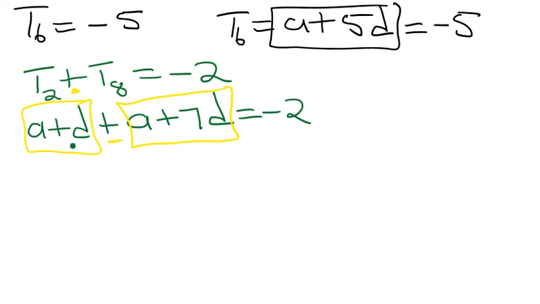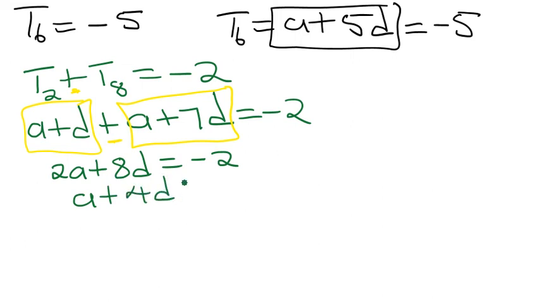Now we can see that we have A plus A to give us what? 2A. We have D plus 7D that gives us 8D, which is equal to negative 2. Now this we can simplify by dividing each term by 2. When we divide each term by 2, this is what we get: A plus 4D is equal to negative 1.